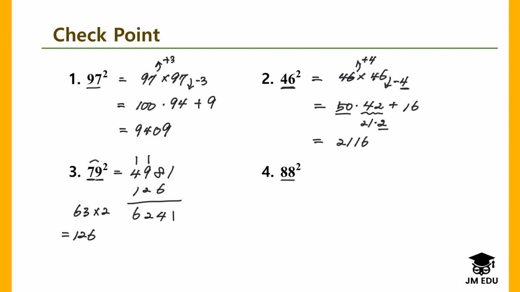88 squared. So that's going to be equal to 8 squared, 64, right? 8 squared again, 64. 8 times 8, that's 64, times 2. That's 128. So 128 here. Add them. 4, 4, 1. 1 plus 4 plus 2, that's 7. 6 plus 1, 7. So the answer is 7,744.